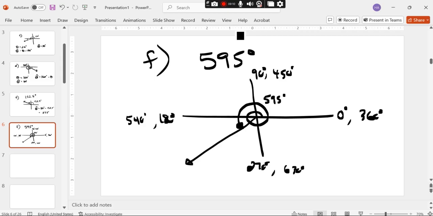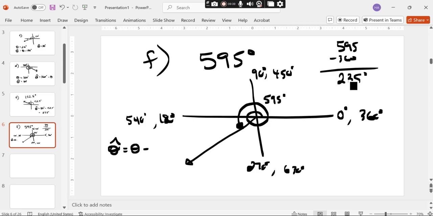Okay, but now computationally, how do we do this? We take 595 and we subtract 360. Anybody tell me what 595 subtract 360 is? 335? 235. Okay. 235 is cool. So now we know we're in quadrant 3, so that means the reference angle is going to be theta minus 180. Is that theta minus 235? Is that right? No, it's theta minus 180, right?